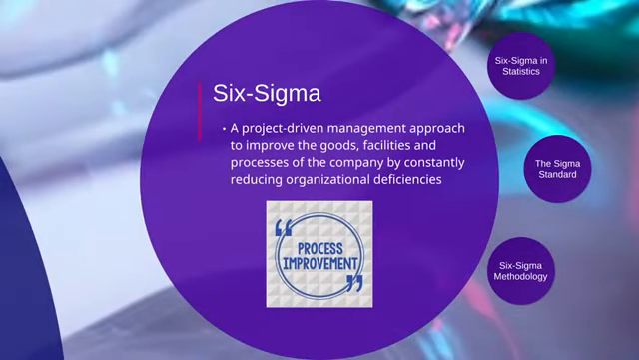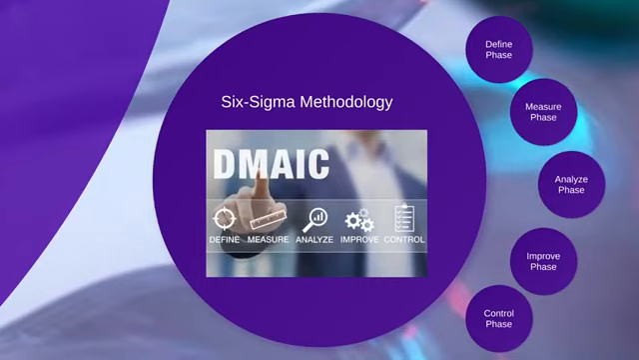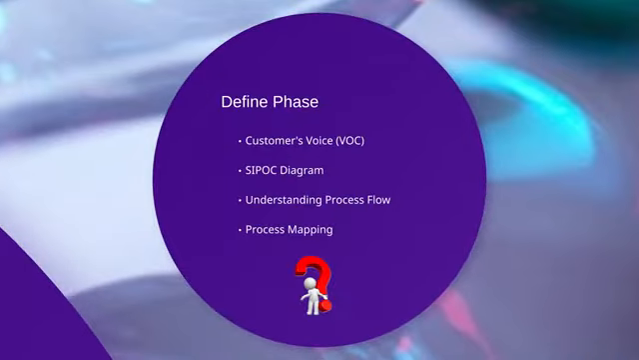Now we'll talk about the Six Sigma methodology. Six Sigma uses a standard improvement method called the DMAIC method, D-M-A-I-C. D stands for define, M for measure, A for analyze, I for improve, and C for control. We'll describe each of these in the coming slides. The define phase is related to knowing the customer's voice, building a SIPOC diagram, which is to analyze the business by knowing its suppliers, inputs, processing, outputs, and customers, to develop and understand the process flow of the business, and to make process mapping.